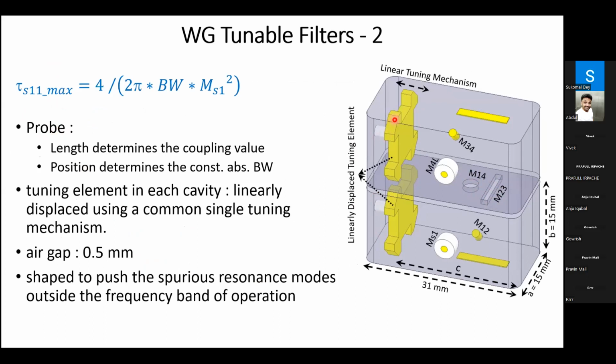And we also shaped the tuning element because we were facing the spurious problem here also, because we were giving an air gap of 0.5 mm on all the sides. And this shaping helped us to push the spurious responses far off. Though there are two tuning elements visible here, they are controlled by a single motor. So they need to be displaced by the same distance. There is a single motor which controls the two tuning elements, so it is basically one independent tuning element.